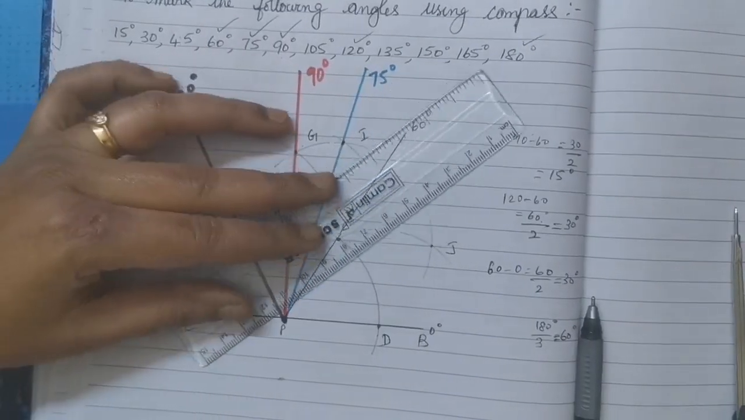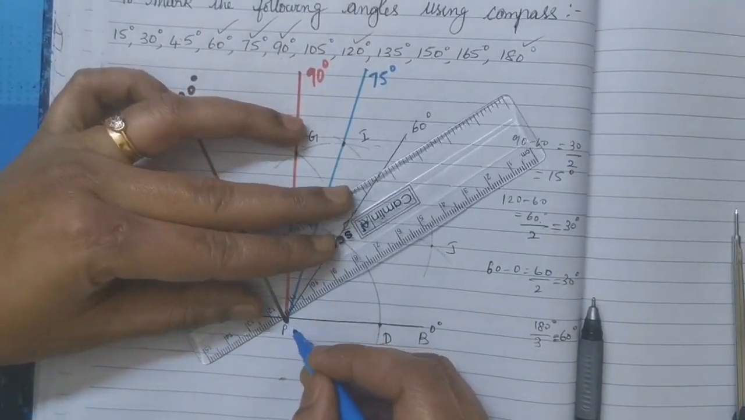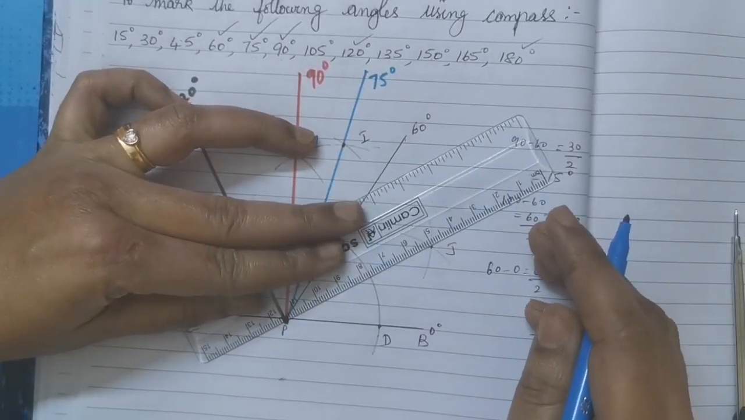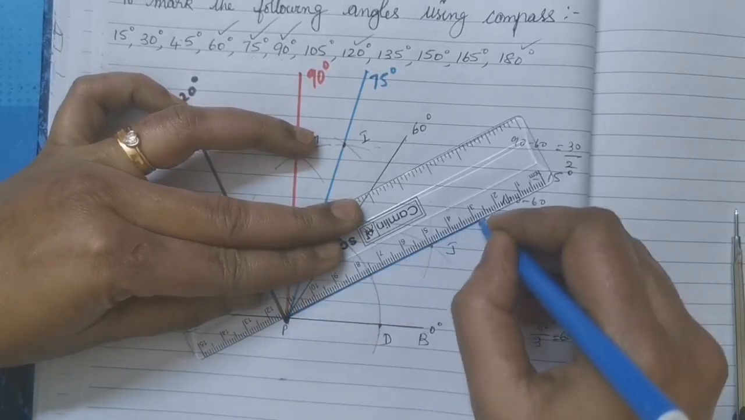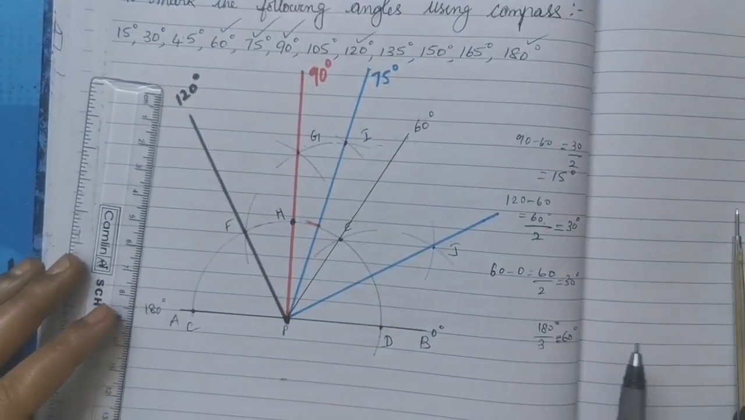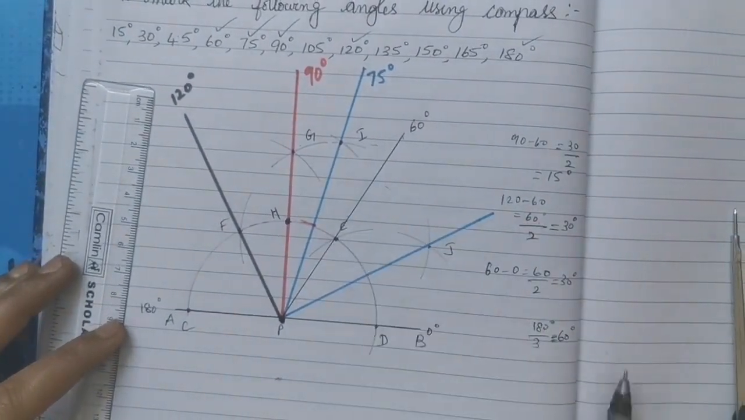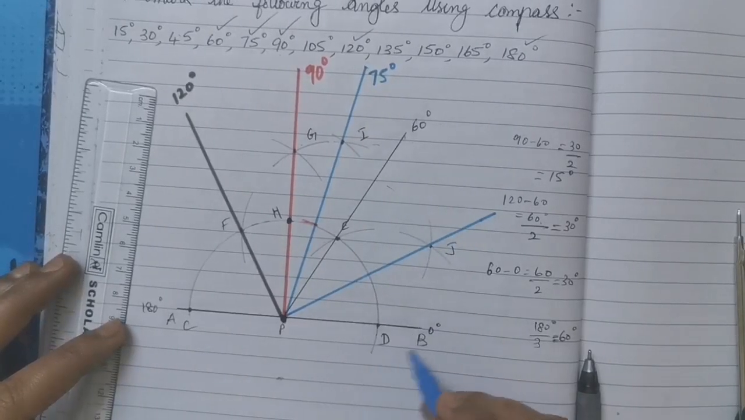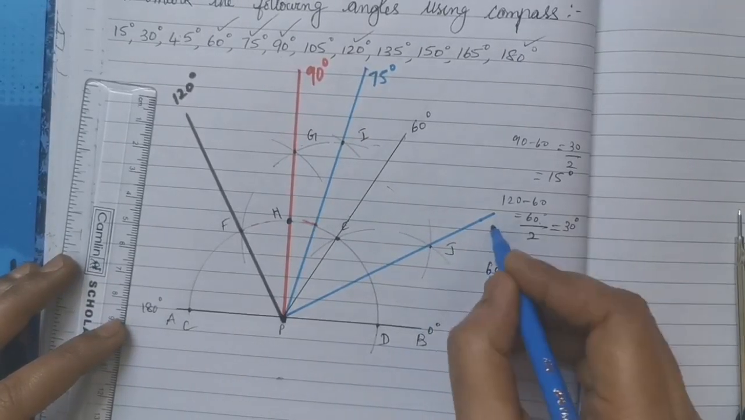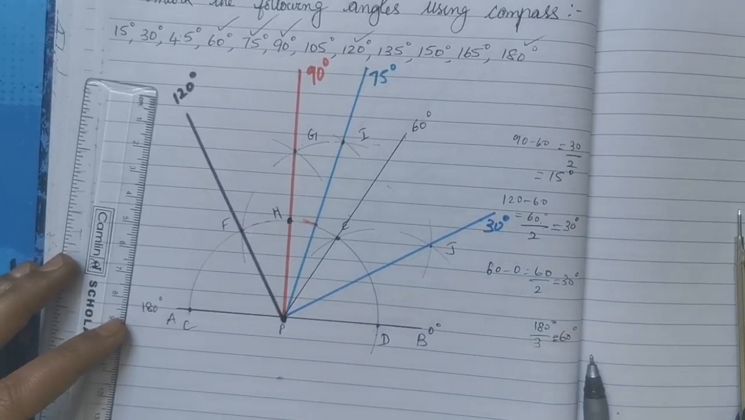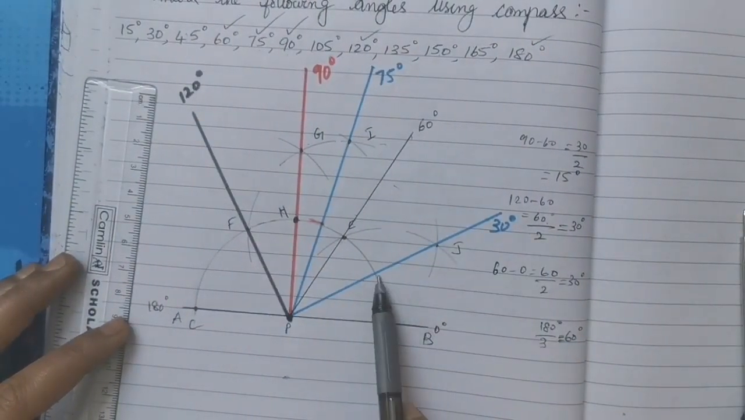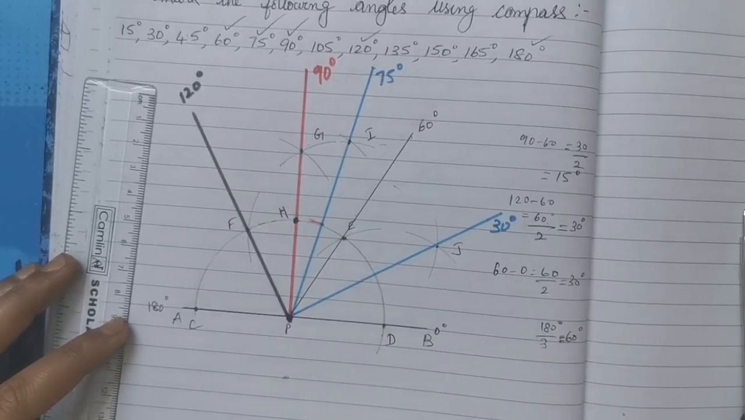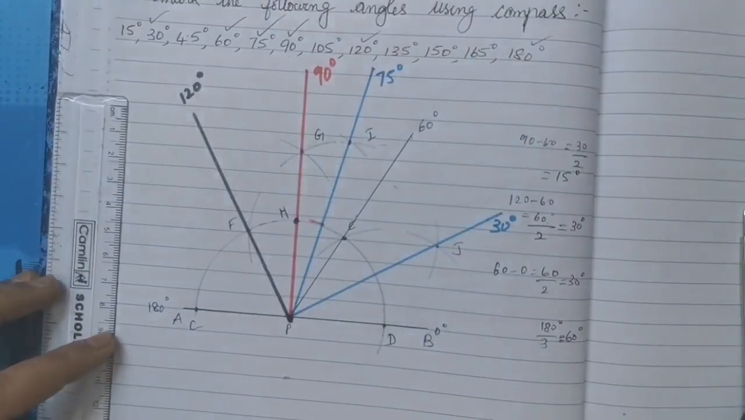So when I join P and J, now we divided 60 degrees into two parts. So each part formed will be 30 degrees. So 0 degree plus 30 degree indicates 30 degree. Now 30 degree plus 30 degree, 60 degree. So this part is 30 and this part is 30. Now we are done with 30 degree.